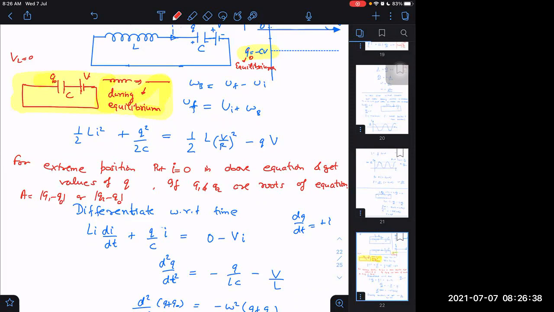Now you answer. Amplitude is root over C square V square minus LV square C by R square. He is saying it is equal to C square V square minus LV square C by R square, under the root. LV whole square or LV square? Somebody please verify whether it is right or not.